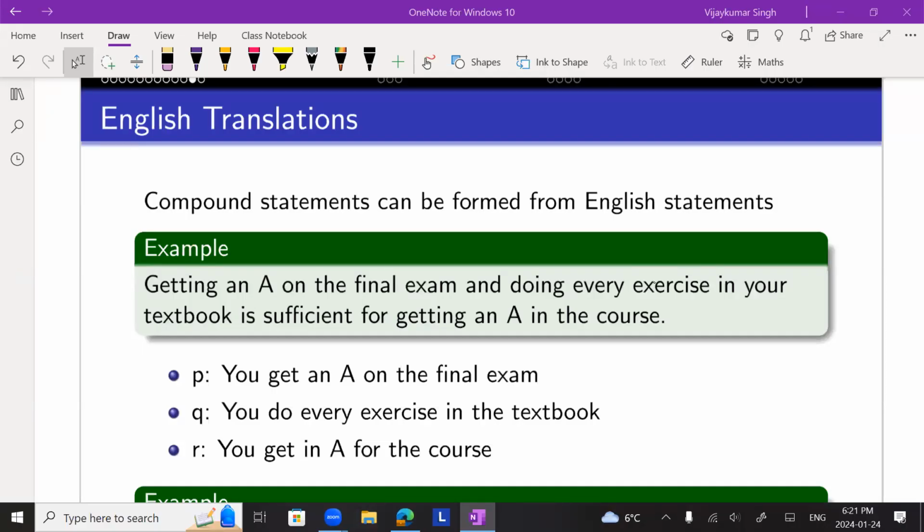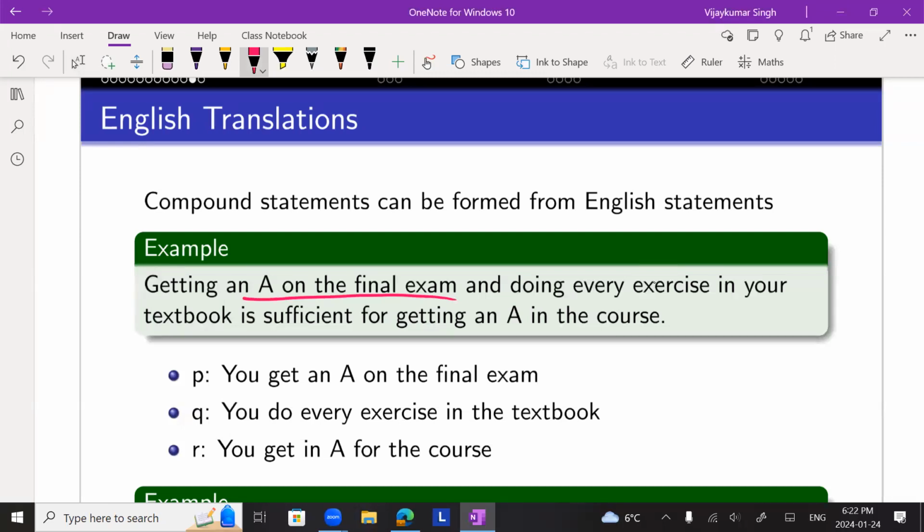Now let's talk about converting an English statement into logically equivalent statements. Let's look at the following statement: getting an A on a final exam and doing every exercise in your textbook is sufficient for getting an A in the course. Correct. So there are a bunch of statements here, right? Getting an A in the final exam, that is one statement.